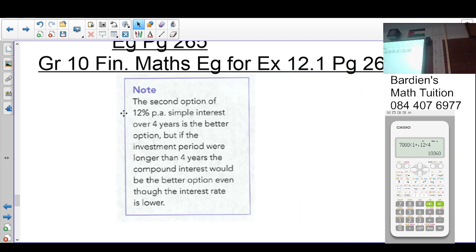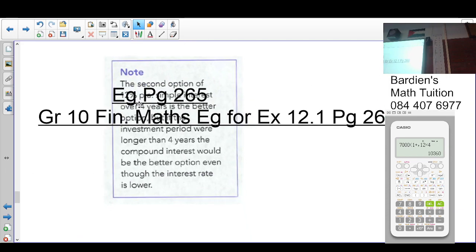So the note here: the second option of 12% simple interest over a period of 4 years is the better option. But if the investment period were longer than 4 years, the compound interest would be a better option, even though the interest rate is lower. Okay. So just something to note there.